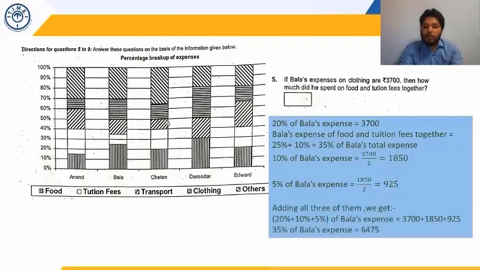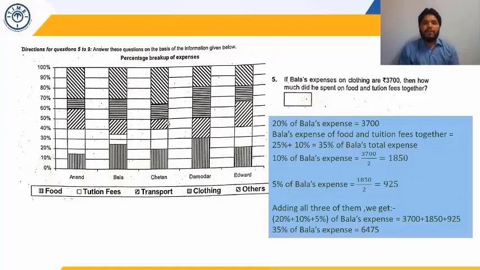If we add all three of them, 20% of Bala's expense is 3700, 10% is 1850, and 5% is 925. Adding them, 3700 plus 1850 plus 925 comes out to be 6475 rupees. So 35% of Bala's total expense is 6475, which is what is asked in the question. I hope it is clear.